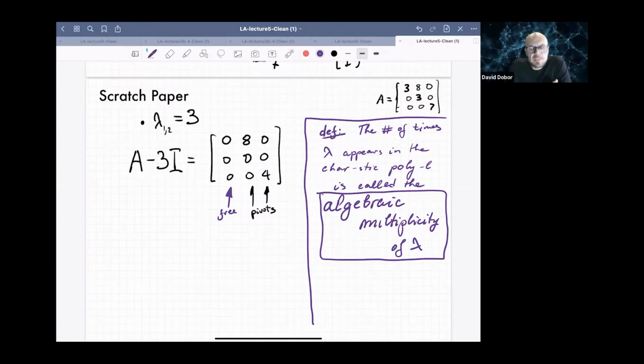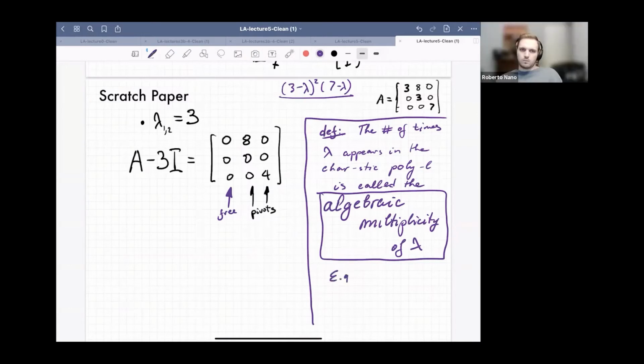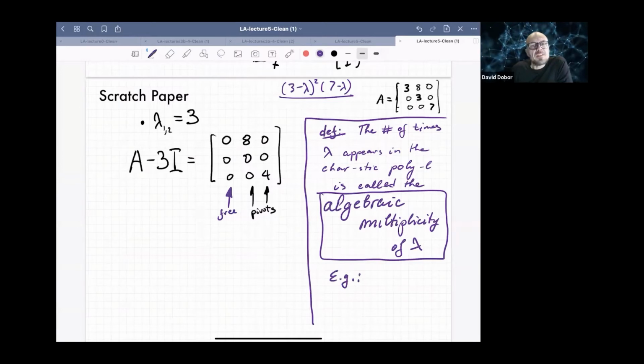So what's the algebraic multiplicity of 3? The characteristic polynomial was lambda minus 3 squared, lambda minus 7, or 7 minus lambda. Let's write it down correctly: 3 minus lambda, that wouldn't make a difference, times 7 minus lambda, was the characteristic polynomial. It's a 3rd degree polynomial, has 3 roots. One of them is repeated. Which one is repeated? Lambda equals 3. What's its algebraic multiplicity according to this definition? Is it 3 or 2? No, it's 2. The algebraic multiplicity of 3 is 2.